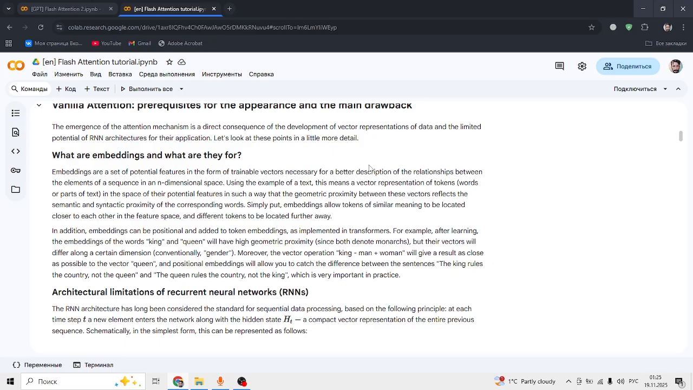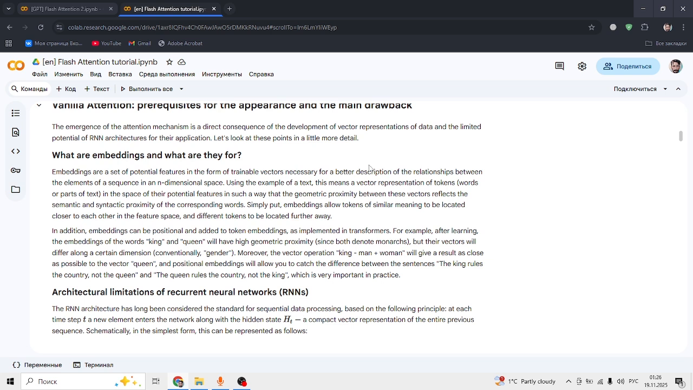So for example, after training, the embeddings of the words king and queen will have high geometric proximity since both denote monarchs, but their vectors will differ along a certain dimension, for example, gender. And in practice, it was noticed that the operation king minus man plus woman will give a result which is close to the vector queen.